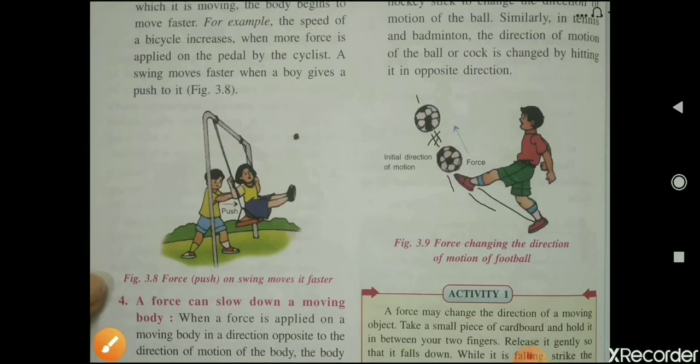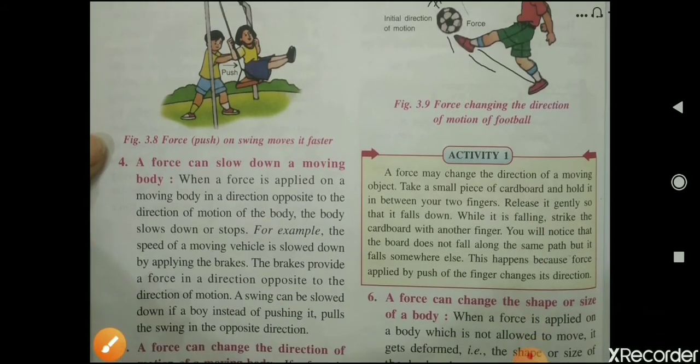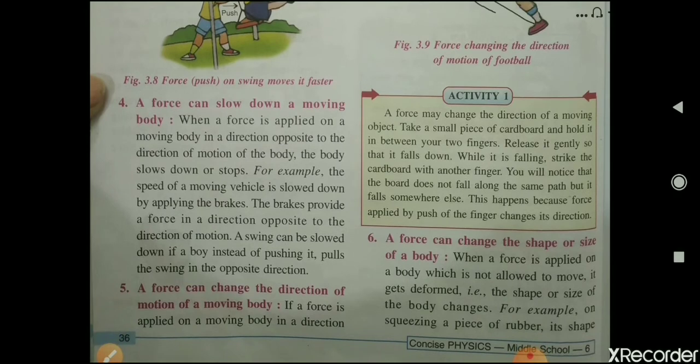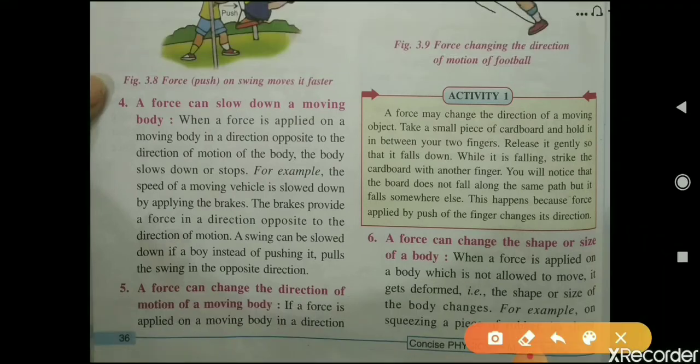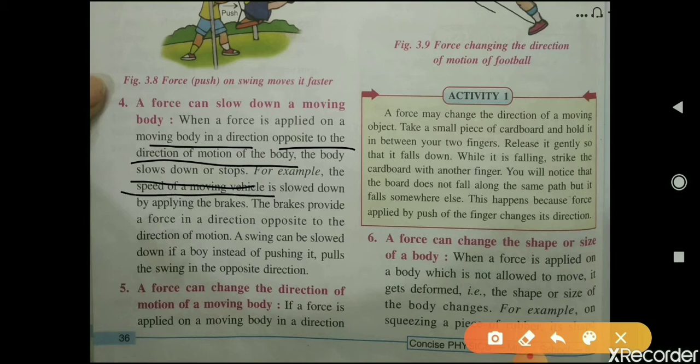Okay. Now fourth one is a force can slow down a moving body. Means by applying force we can slow down the speed of a moving body. When a force is applied on a moving body in a direction opposite to the direction of motion of the body, the body slows down or stops. Means if we apply force on a moving body in a direction opposite to the direction of motion of the body, the body will slow down or stop. For example, the speed of a moving vehicle is slowed down by applying brakes.